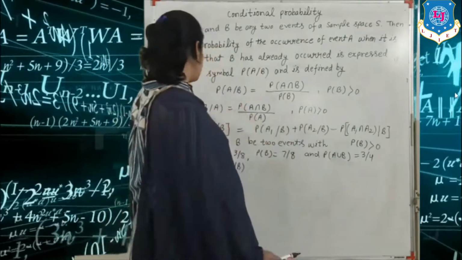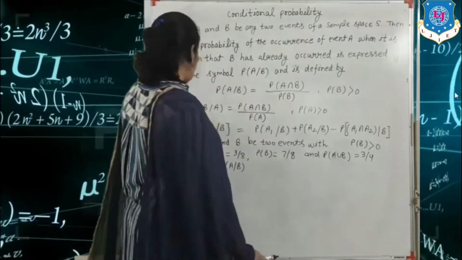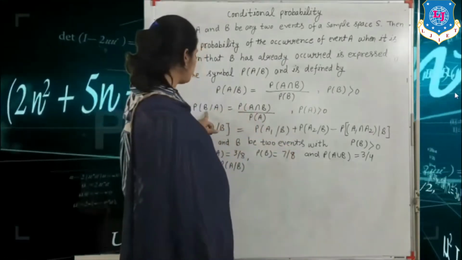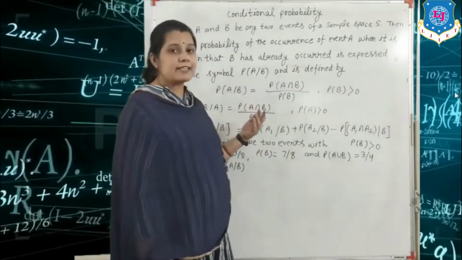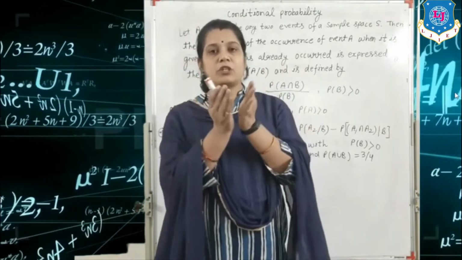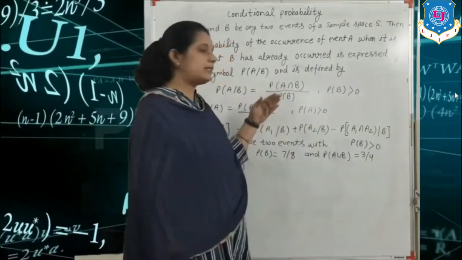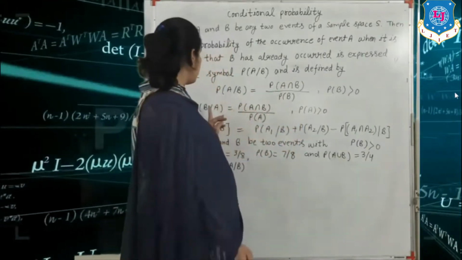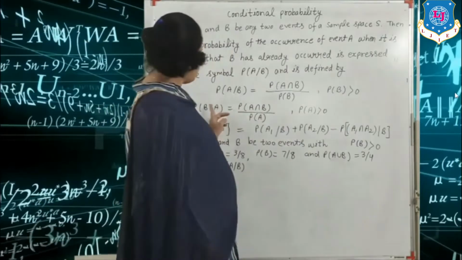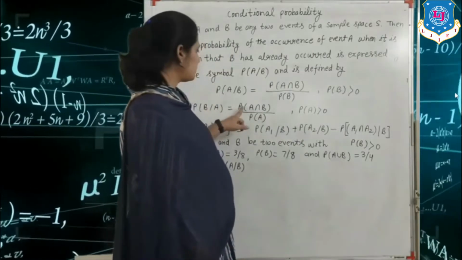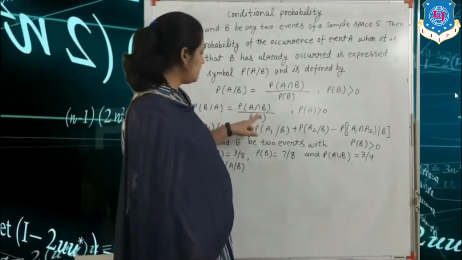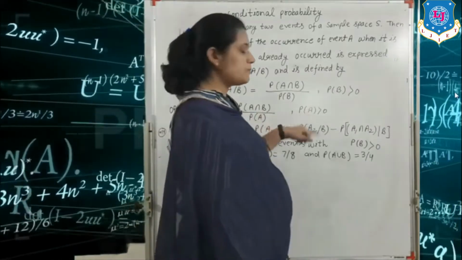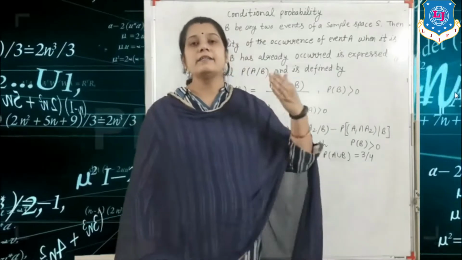Okay, next, if we write the probability of B slash A, that means probability of A intersection B, where A intersection B means the common part of both. So we write A intersection B or B intersection A, both are equal. So the probability of B slash A is equal to probability of A intersection B divided by probability of A. And here the condition is that probability of A is greater than 0.